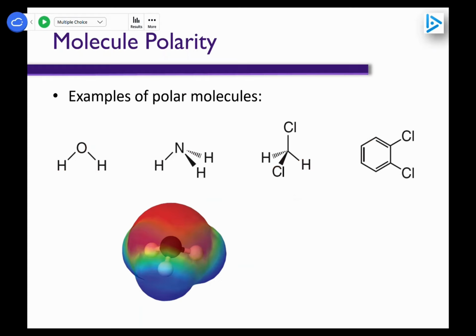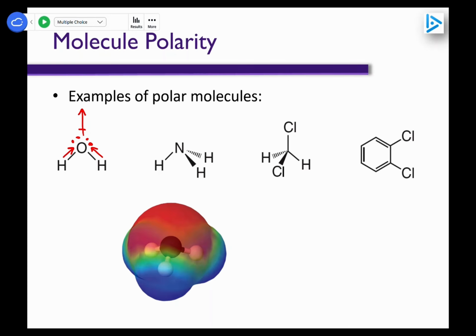So water is an example of a polar molecule. Oxygen is more electronegative than hydrogen, and those non-bonding electrons are not pulling in any direction. So we have a net dipole up because we have this direction, and so we have a net pull up.